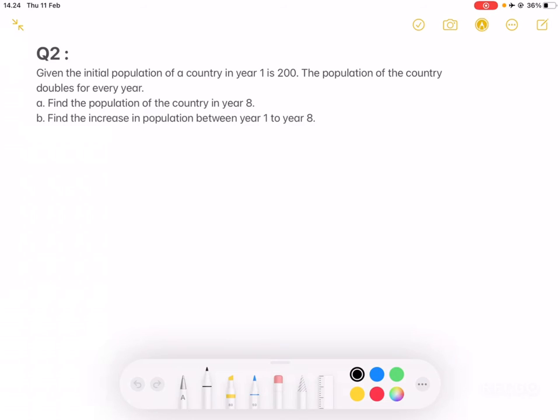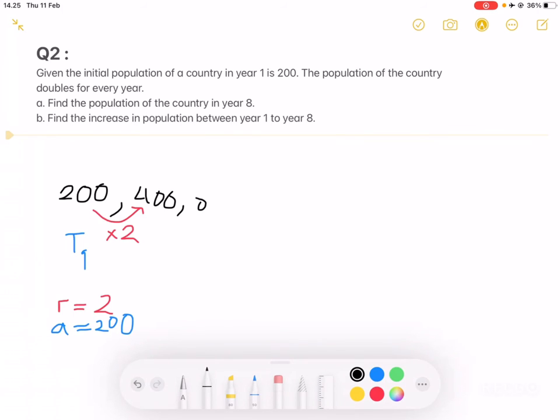So we can write the series as first year 1, or I would say term 1, T1. And then the population doubles every year. That means we multiply by 2 to get the next term or the next year. Meaning we can see that the ratio will be equal to 2. And then we know the first term is 200. I'll write the sequence anyway, probably until the third term and so on.